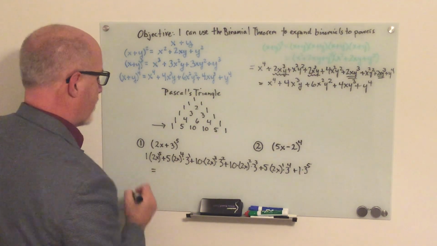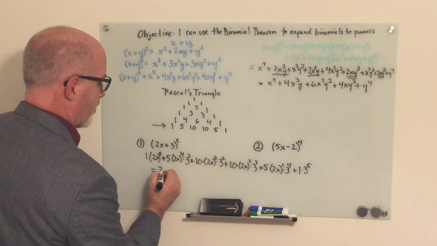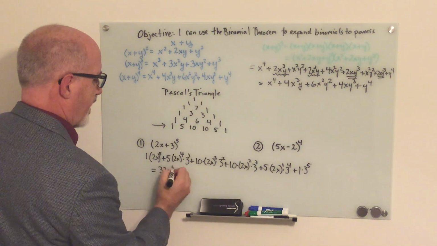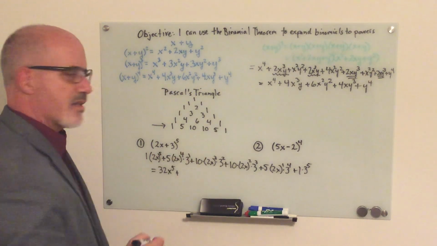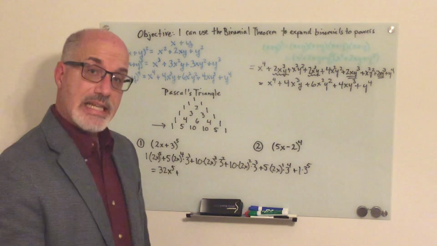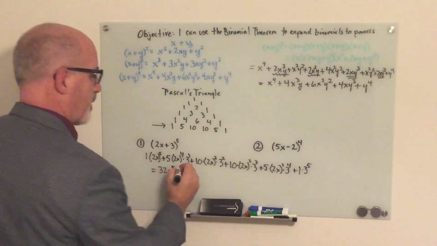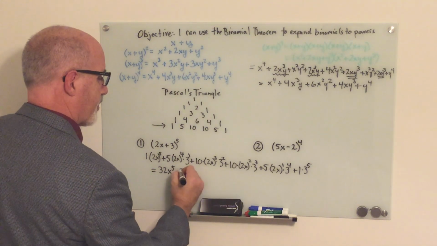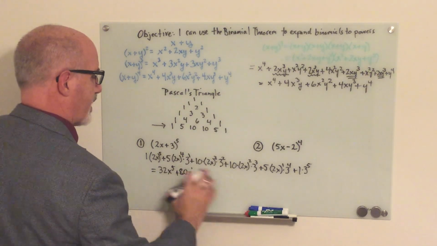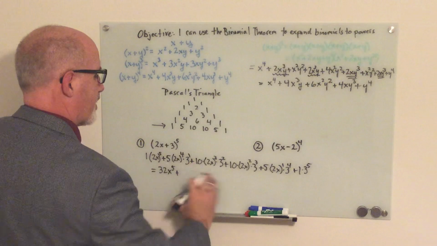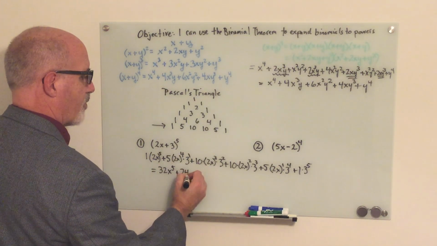Okay, so this will be 2 to the 5th. 2 to the 5th is equal to 32. And then I have x to the 5th times the 1. Plus 2 to the 4th is equal to 16. 16 times 5, that's going to give me an 80. X to the 4th. Oh, we're going to take that 80 though, and we're going to multiply it by the 3. So we're going to have 80 times 3 is 240.